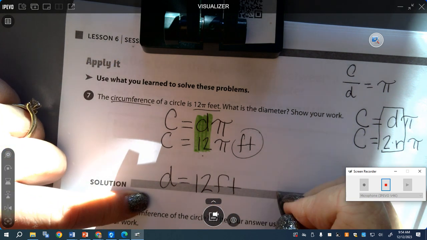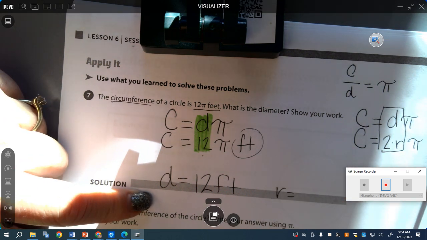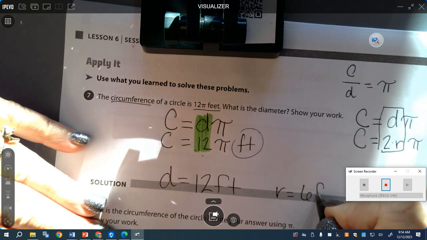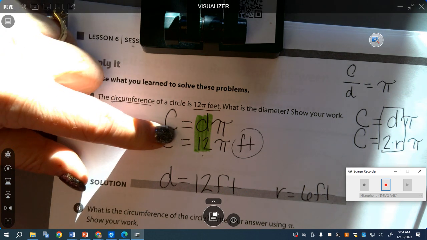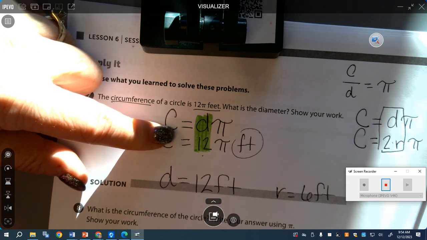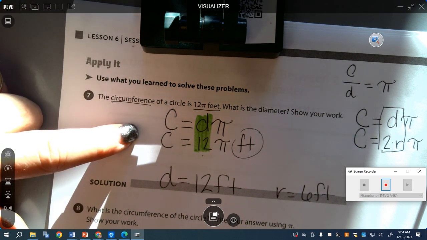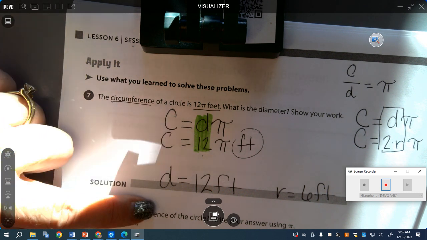What would the radius be? This is totally a side note. This is not the question being asked. But what would our radius be if our diameter is 12? 6 feet. Good job. But the answer is set up in our equation. We just did it, right? We already got it.